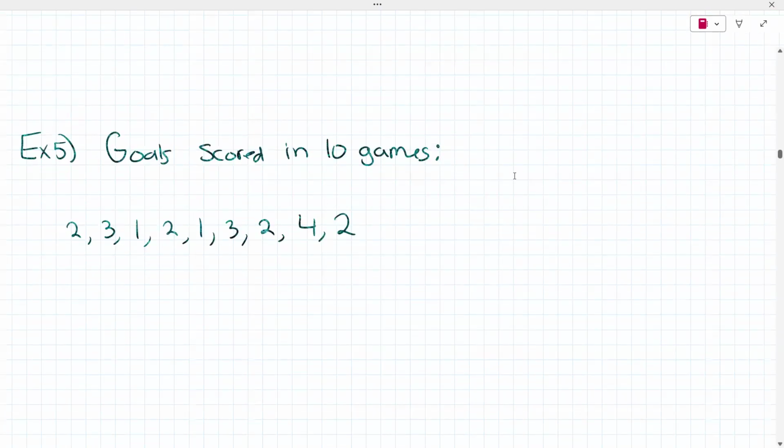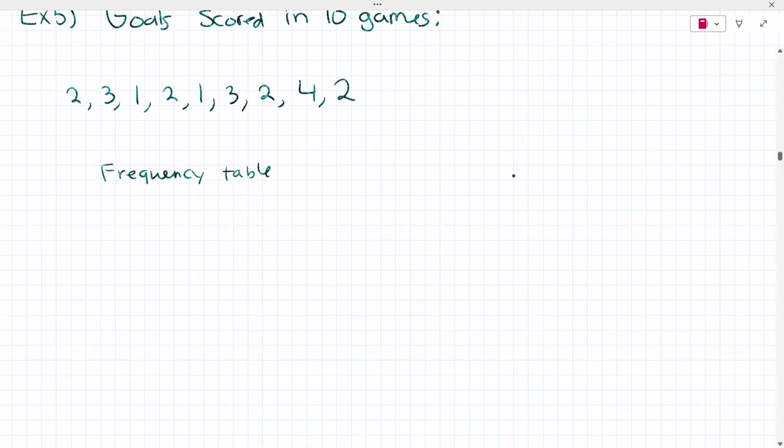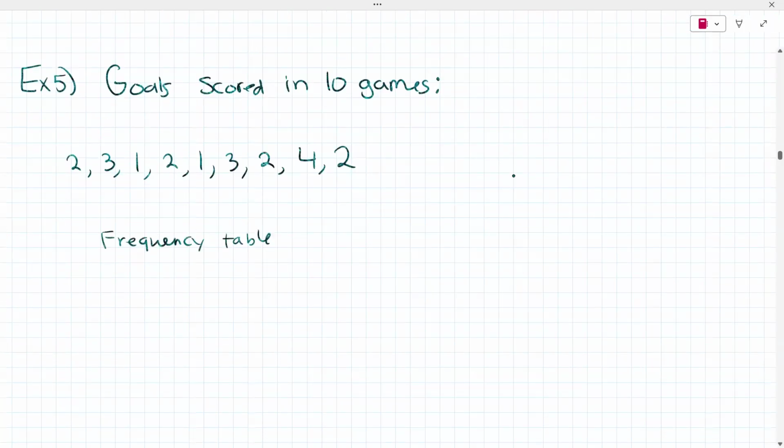So let's look at example 5. We have goal scores in 10 games. Let's kind of make a frequency table. And then let's make a line plot. So a frequency table. So here, I'll show you. So let's put goals. So this is goals scored in 10 games. So you could put goals here. And then you could put frequency here.